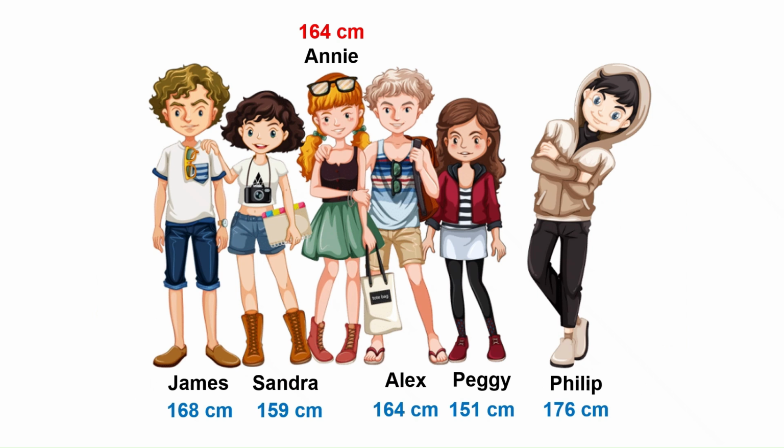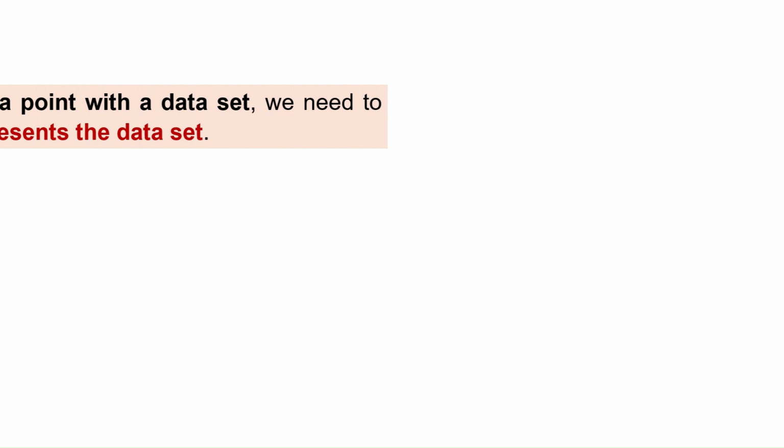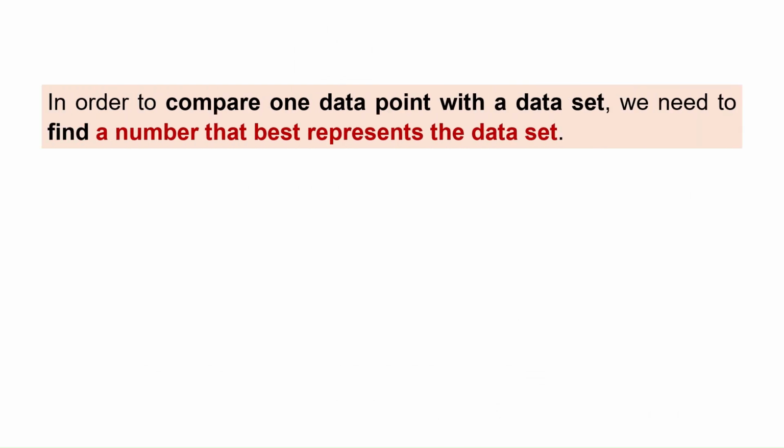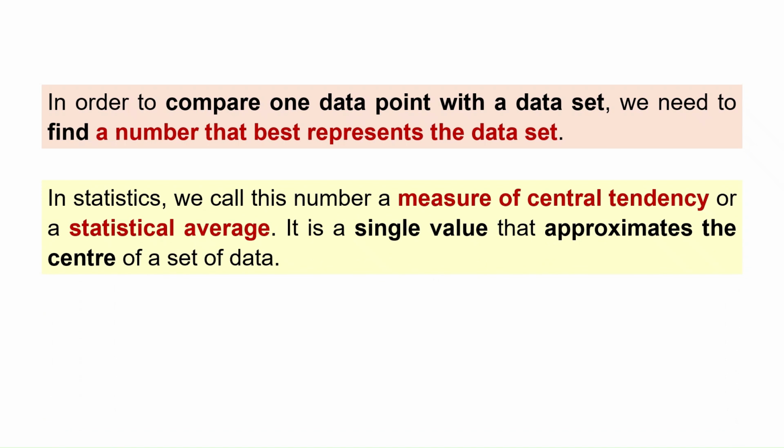But how tall is Annie compared with her 5 friends, whose heights are 168, 159, 164, 151, and 176 cm? It is not as easy to compare one data point with a set of data. In order to compare one data point with a data set, we need to find a number that best represents the data set. In statistics, we call this number a measure of central tendency, or a statistical average. It is a single value that approximates the center of a data set.